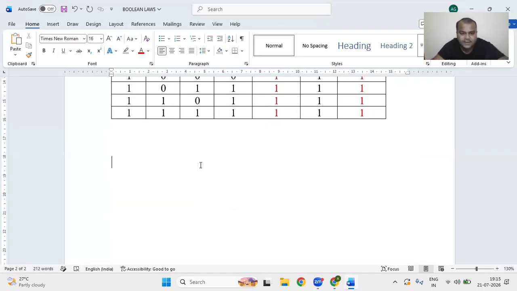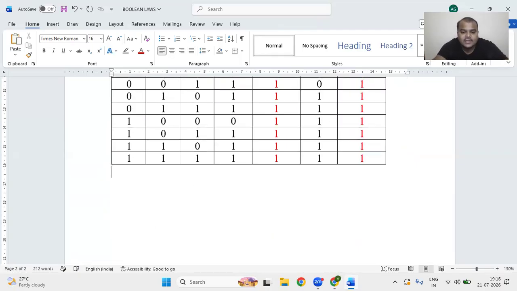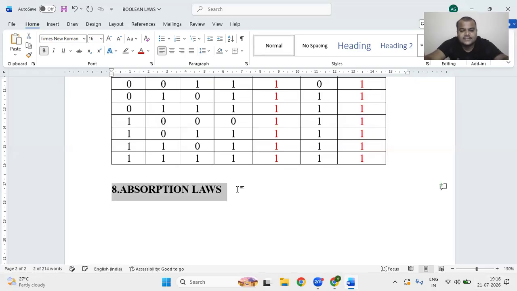I forgot actually, this is the main one you have to do. What is the absorption law? It is going to absorb the value. It is also one of the good laws in the Boolean laws. It is very useful while you are evaluating a Boolean expression using the Boolean laws. It is going to simplify the values. It's a very important topic.